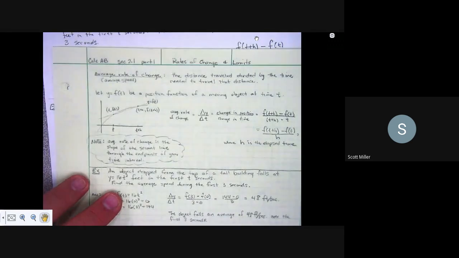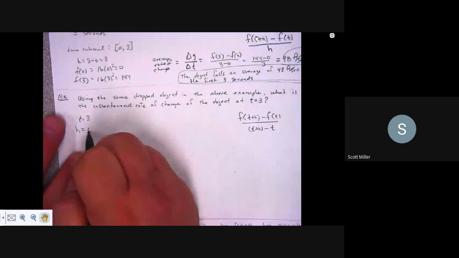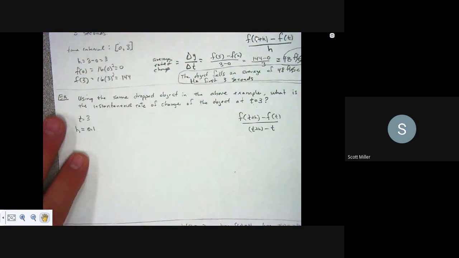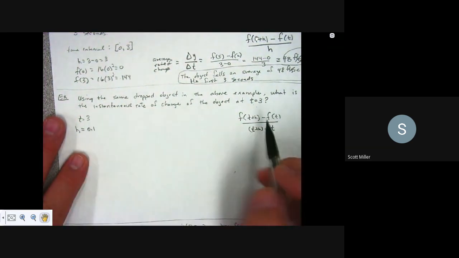Okay? So if this is 3, how far am I going to move off of 3? Remember, I want to know what happens at 3. So I'm going to pick an h that's fairly small. I don't need to pick a large one. I don't care what happens at 4. I want to get really close to 3. So let's start off by just picking h to be 1/10. Okay? So that means this will be 3.1, and this will be 3 right here.